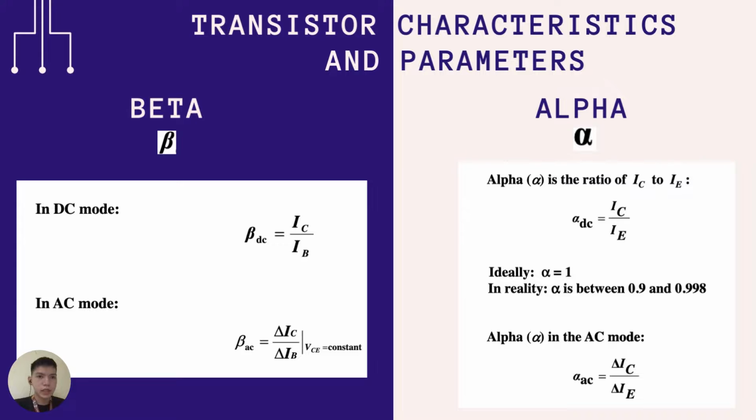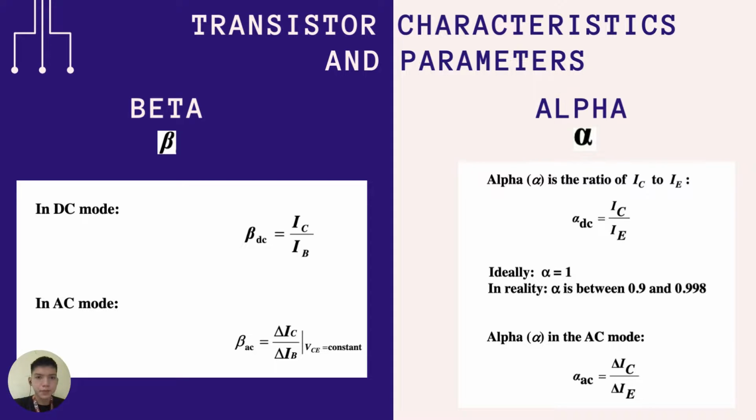Here we also have the transistor characteristics and parameters of your BJT. We have the beta. Beta represents the amplification factor of a transistor. Beta is sometimes referred to as hFE, a term used in transistor modeling calculations. In DC mode, your beta DC is equal to your output, which is your IC, over your input, which is IB. In AC mode, your beta is just the change in IC over the change in IB.